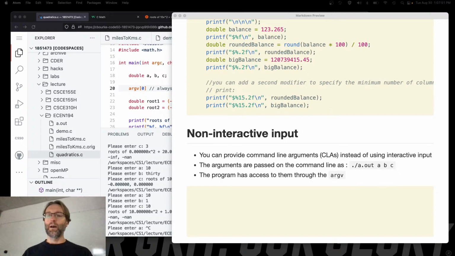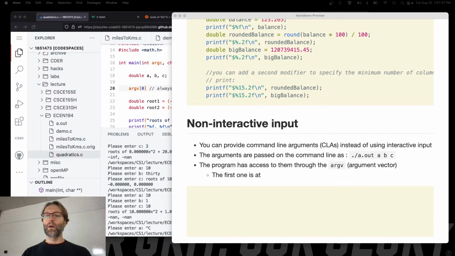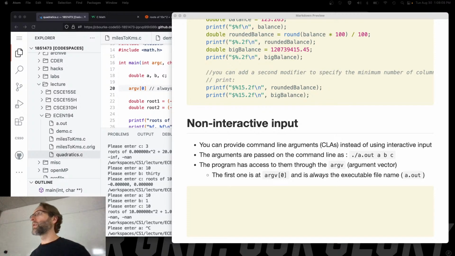The program has access to them through the argv argument vector. The first one is at argv sub 0, and is always the executable file name. In other words, a.out. If you compiled this into another file called my awesome super spectacular program, then instead of a.out, it would be my awesome super spectacular program. Usually it's going to be a.out though, so you ignore it and move on.